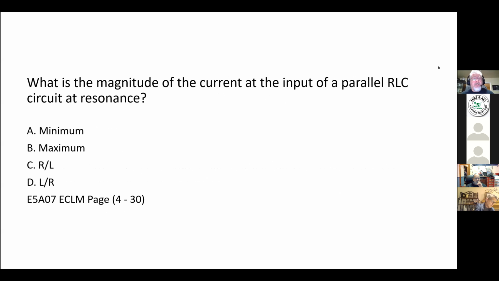What is the magnitude of the current at the input of a parallel RLC circuit at resonance? A, minimum. B, maximum. C, R divided by L. Or D, L divided by R. Well, you old timers ought to be able to figure that one out, how we used to tune the thing. Yeah, alpha. Dip. You're looking for the dip in your grid dip.